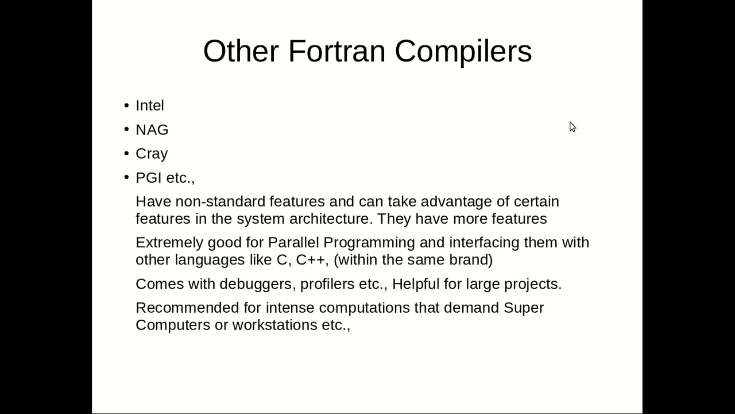If you notice, most of these are supercomputer manufacturers, or even computer manufacturers. Intel is specifically a microprocessor manufacturer, so they know how the systems and processors work. Using that, they can optimize certain code and make code that takes advantage of the system architecture to make the optimizations faster, and they have a large amount of features as well. These compilers are extremely good for doing parallel programming. For serial programming they might be good, but for parallel programming they're extremely good.